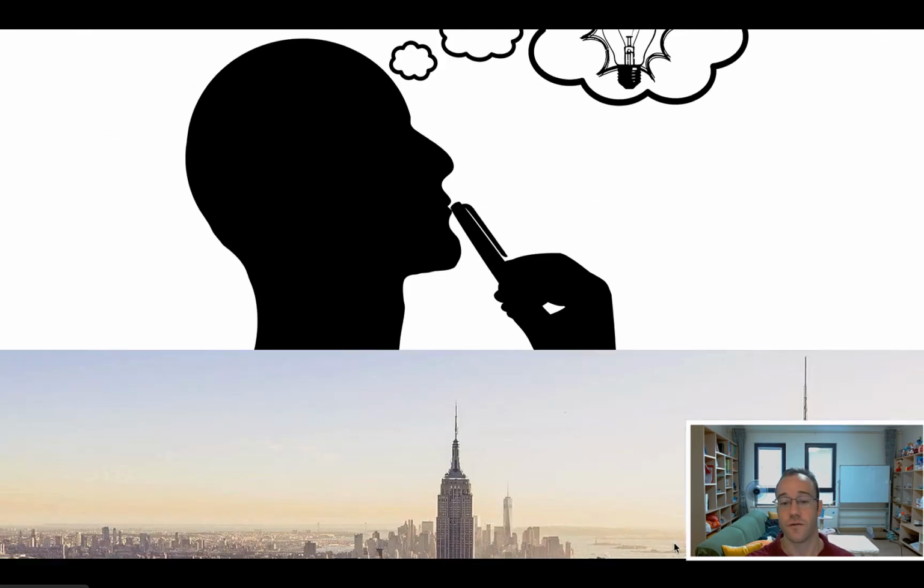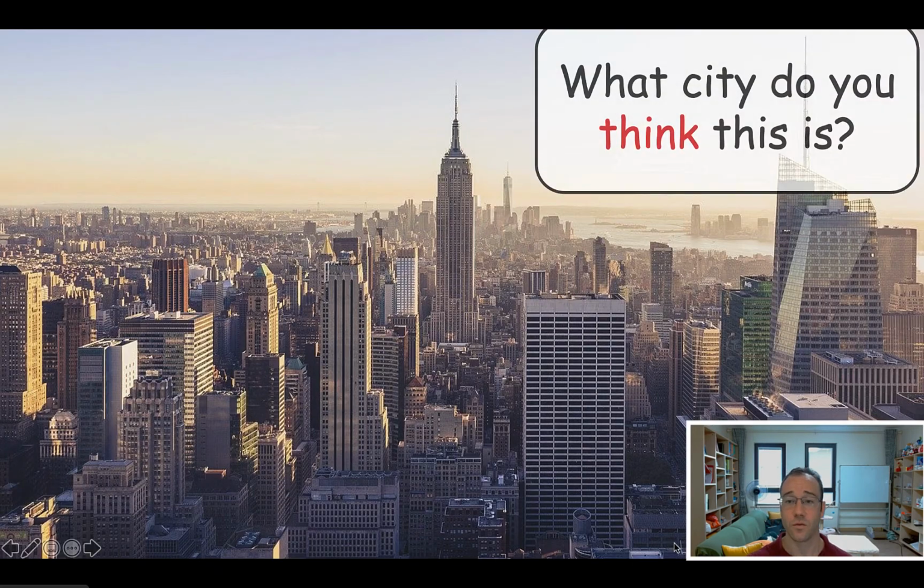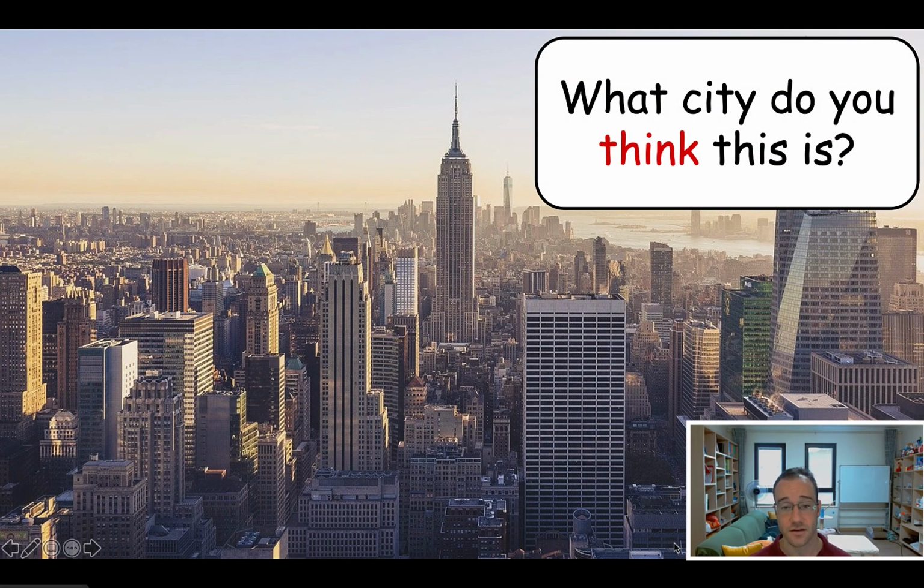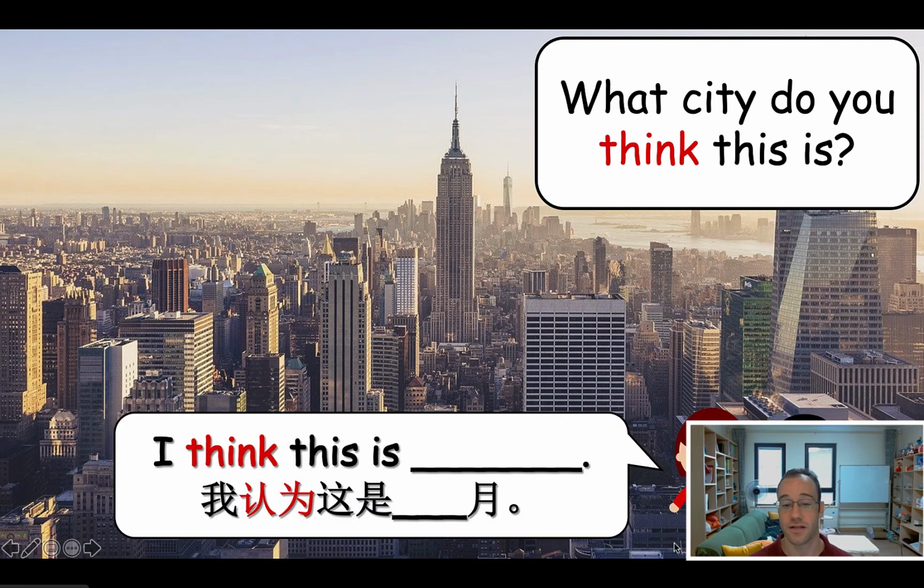So here's the way it works. First, I'm going to ask them, what city do you think this is? Now, most students are not going to know probably what city it is, but I gave them the structure of this part of the lesson. They're going to be saying, I think this is, in this case, the city, but in the next few slides, it's going to be what month they think it is. And all of the pictures come from this city, okay?